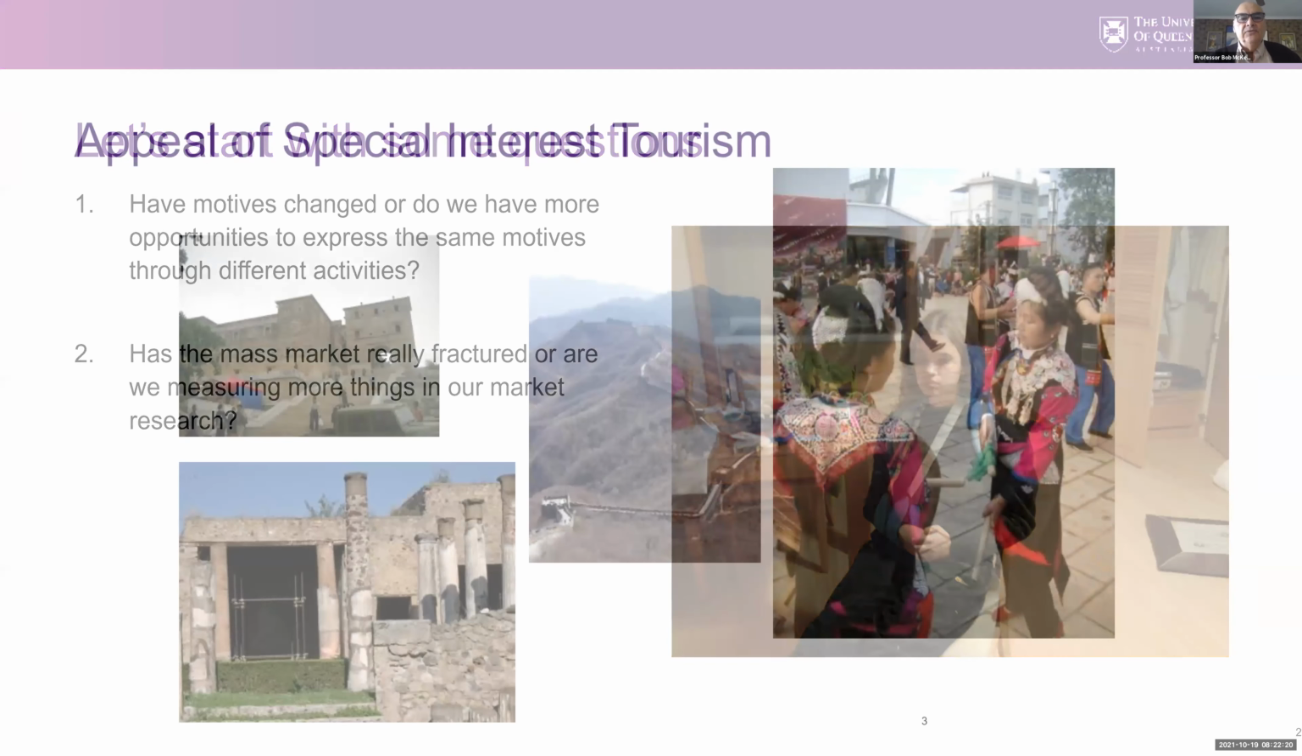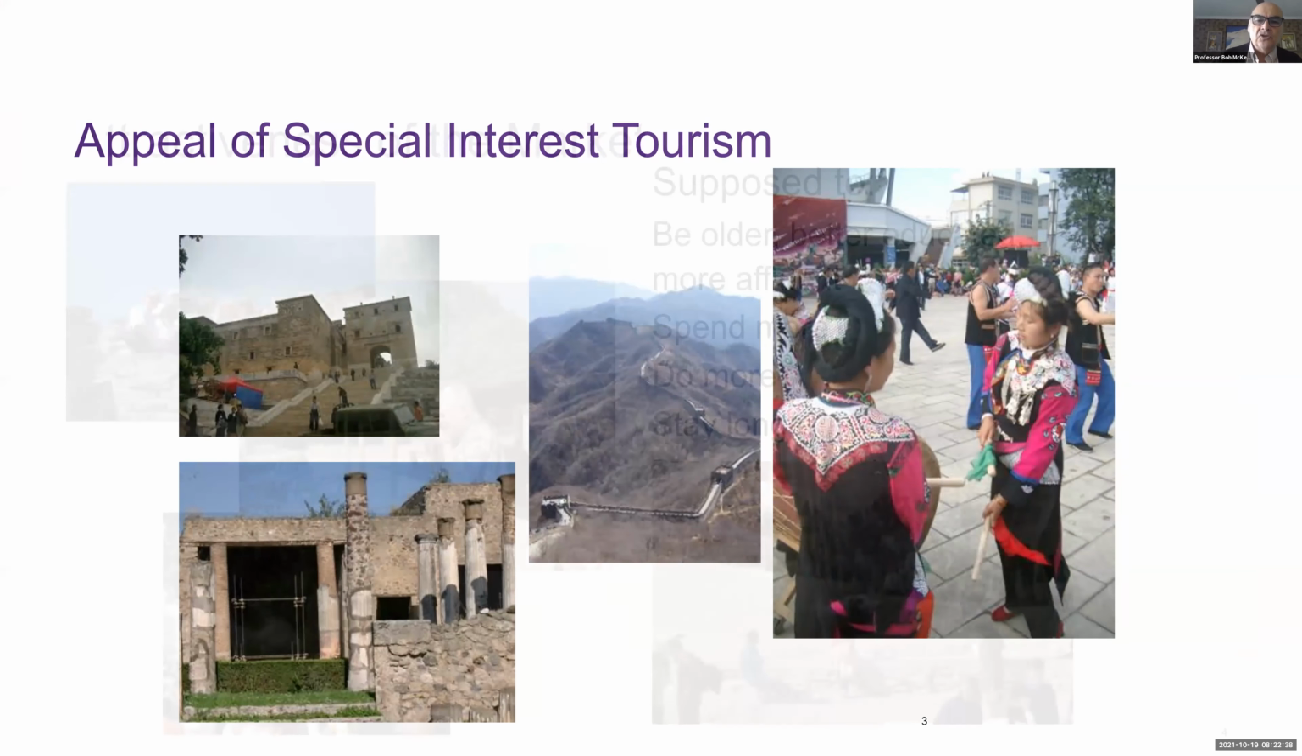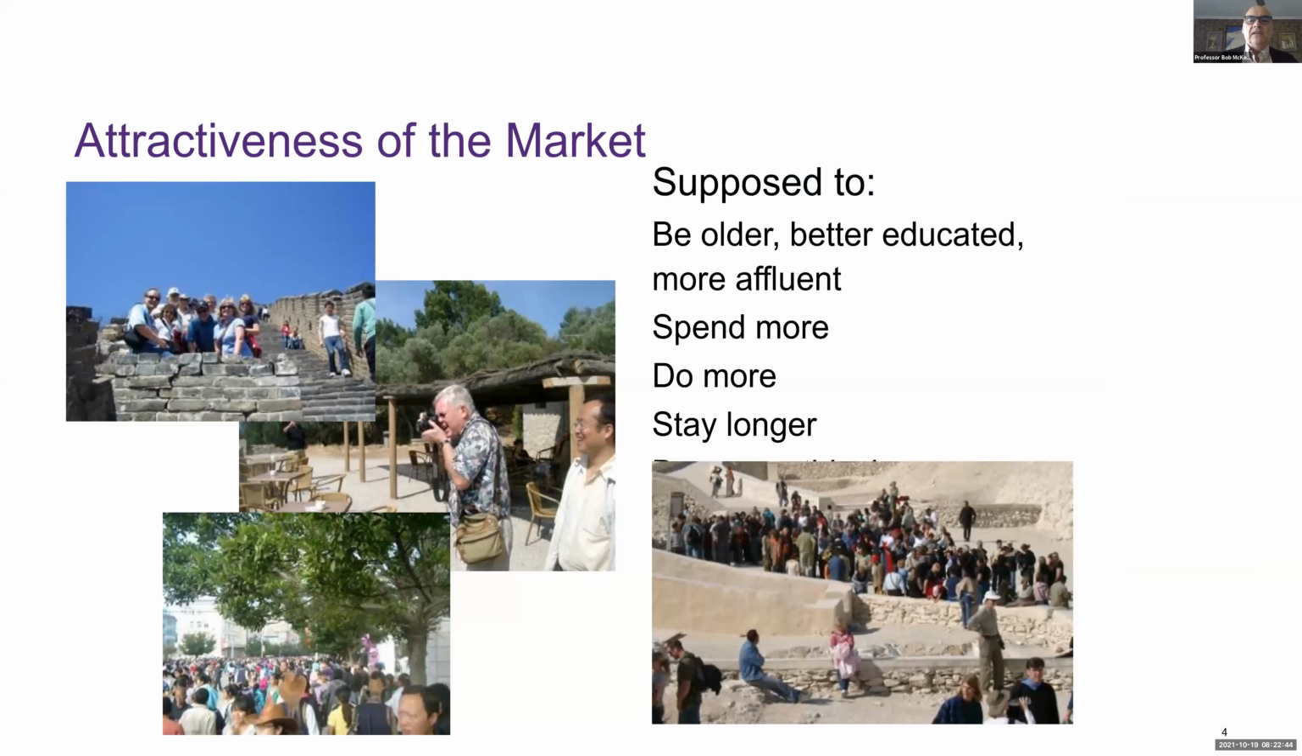Now, my area of interest is in special interest tourism, and it is a really appealing sector for most destinations because every destination should have its own story to tell, and every destination should be able to position itself uniquely in the marketplace. But also from a consumer standpoint, the special interest market is thought to be very appealing. They're thought to be older, better educated, more affluent than the general tourist. They're thought to spend more than the general tourist. They're thought to do more in a destination, and they're believed to stay longer.